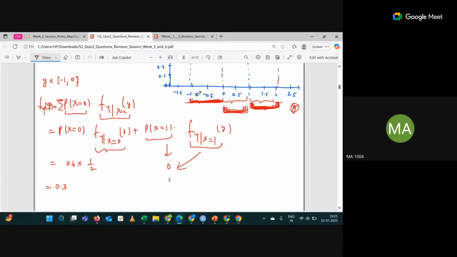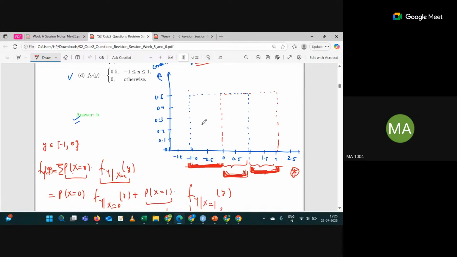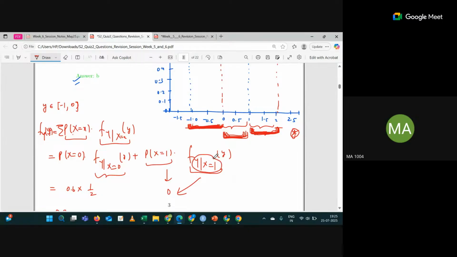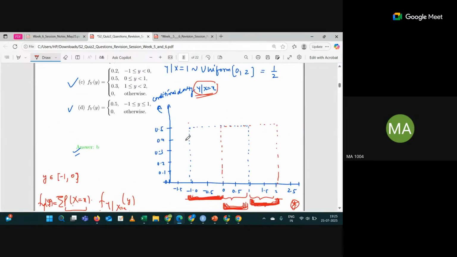If you see, if I'm taking y from -1 to 0, is there any possibility x equal to 1 will occur? Just think like that. No, right? Because this density is defined from -1 to 0 only, right? This conditional density y given x equal to x is defined from -1 to 0 only. There is no role of y given x equal to 1. So x equal to 1 not defined means this density is not defined here, right? Are you getting my point? So this will be 0.